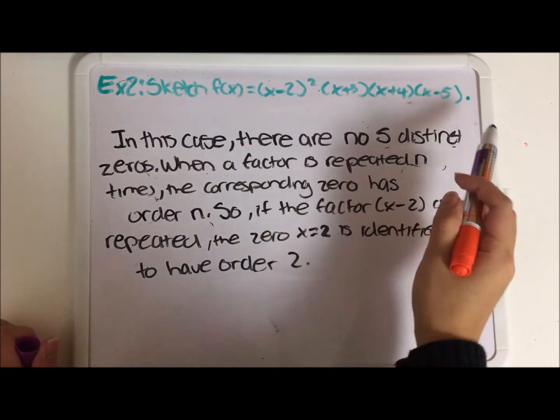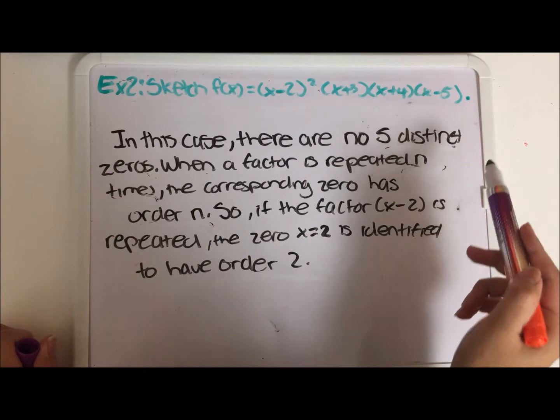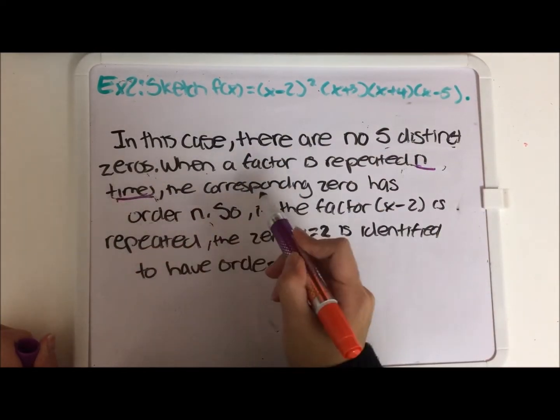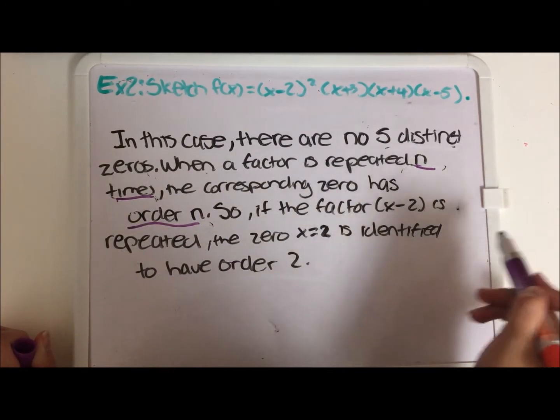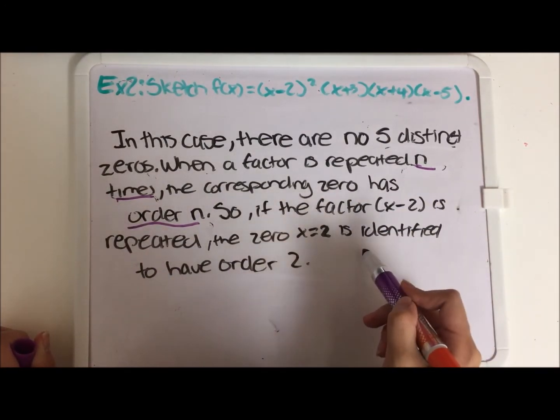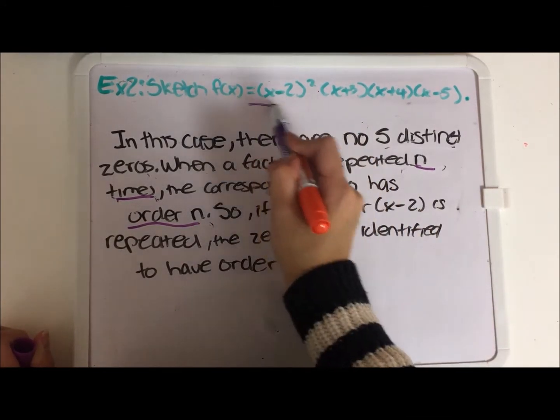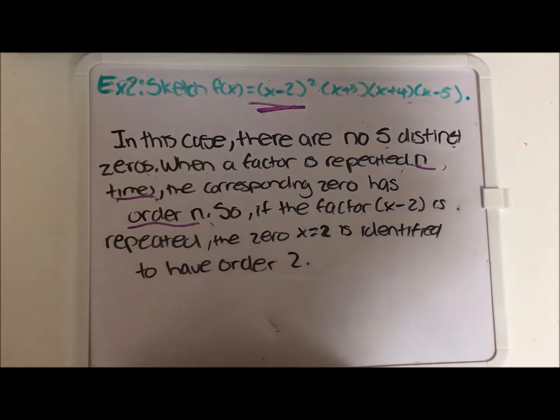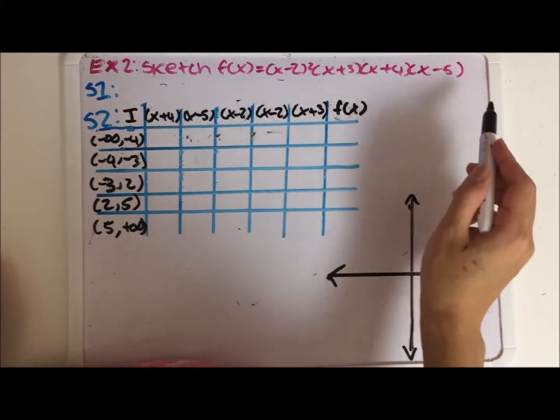Example 2. Sketch the following function. Note that in this case, there are no 5 distinct zeros. When a factor is repeated n times, the corresponding zero has order n. So if the factor x minus 2 is repeated, the zero x equals 2 is identified to have order 2 because, as you can see, it's repeated twice in this equation. So example 2 asks you to sketch the following function.